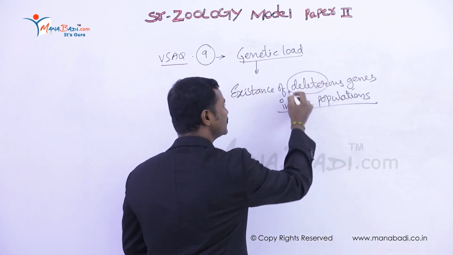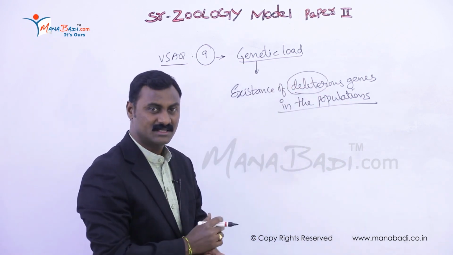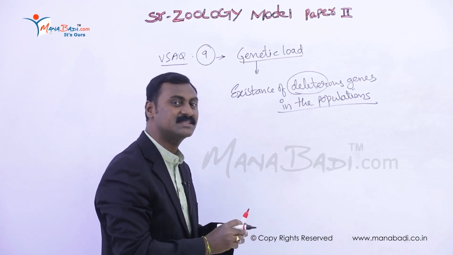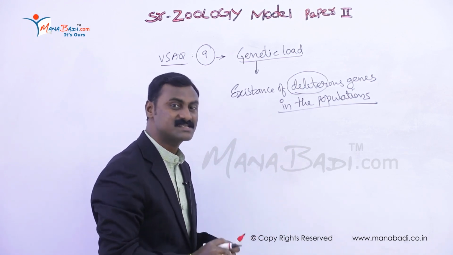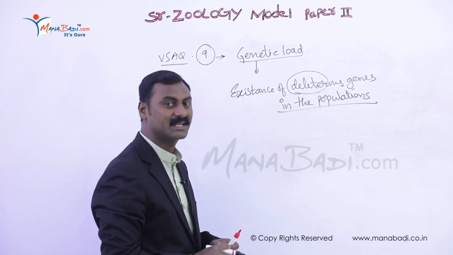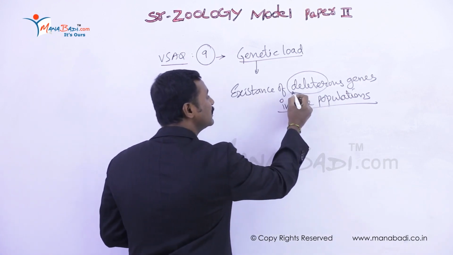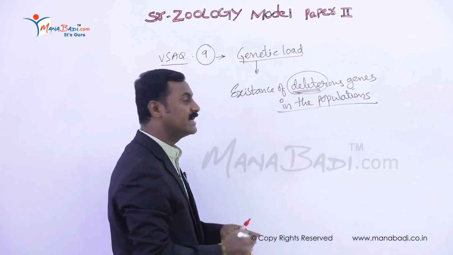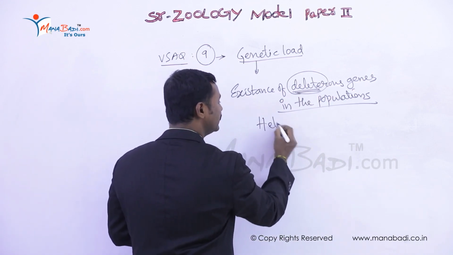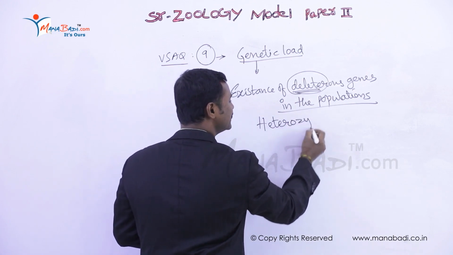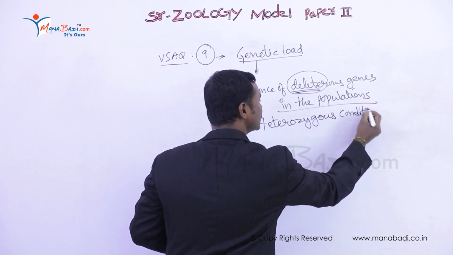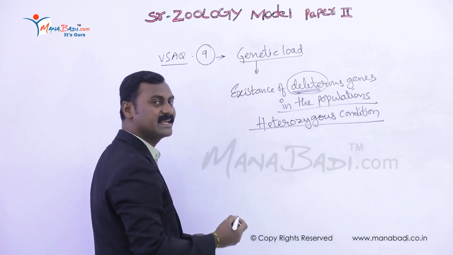The word deleterious means what? Animals with dangerous genes should not continue their life in our population. But some genes which are very dangerous continue to exist in the form of heterozygous condition. In the heterozygous condition, they are surviving in nature.